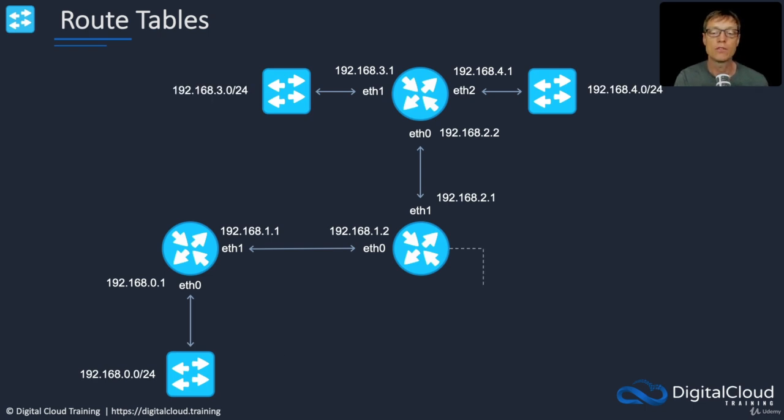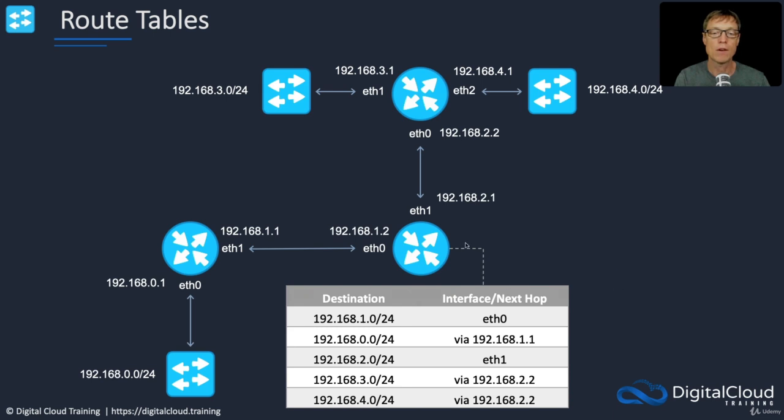What I want to show you now is the route table for this particular router in the middle here. Now each router will have its own route table which will be different, but I just want to show you to help you understand route tables and how they work. So the first entry here is for the 192.168.1.0 network. Now that connection is via Ethernet 0 because it's directly connected. So we know that because it has an IP in that range itself, so it's a direct connection. There's no additional hops.